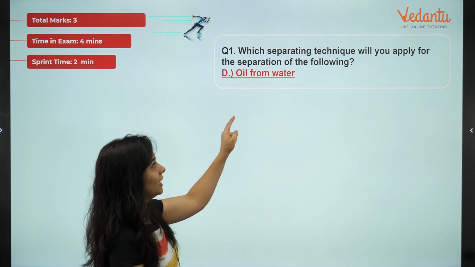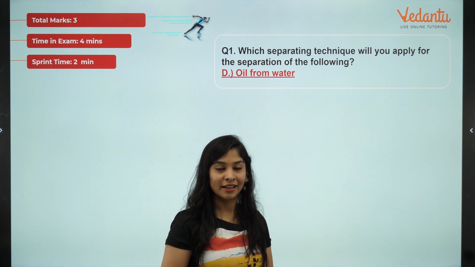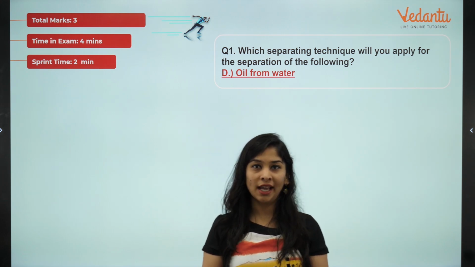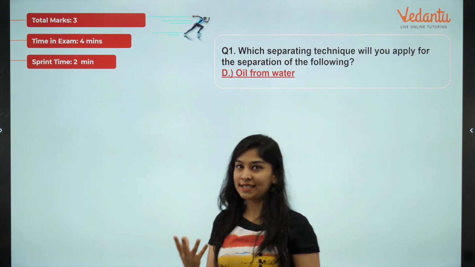What is the name of that technique? If you have oil and water, how will you separate it? Interesting. That you have seen in your day-to-day life as well, है ना? Oil and water can be mixed and can be separated out. But the question is कैसे?